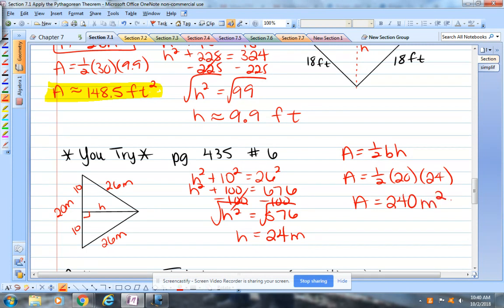240 square meters. Raise your hand if you got 240 square meters for your final answer. Any questions? All right.